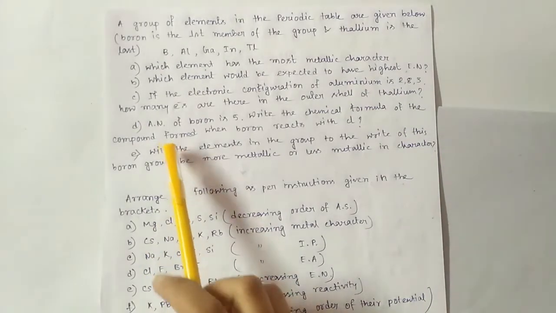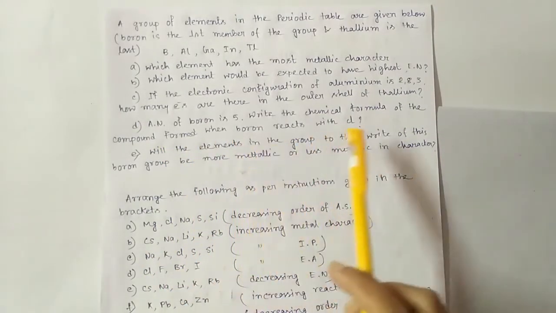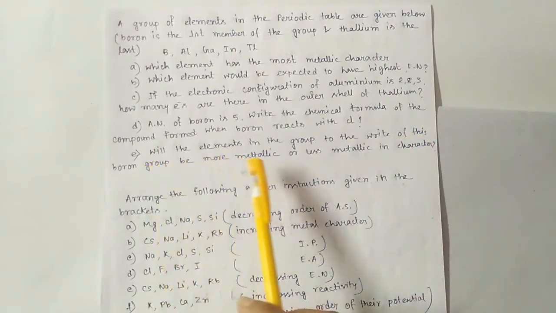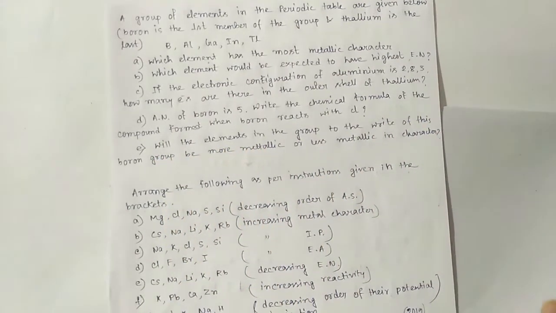Okay, the next question is: the atomic number of boron is 5. Write the chemical formula of the compound formed when boron reacts with chlorine.